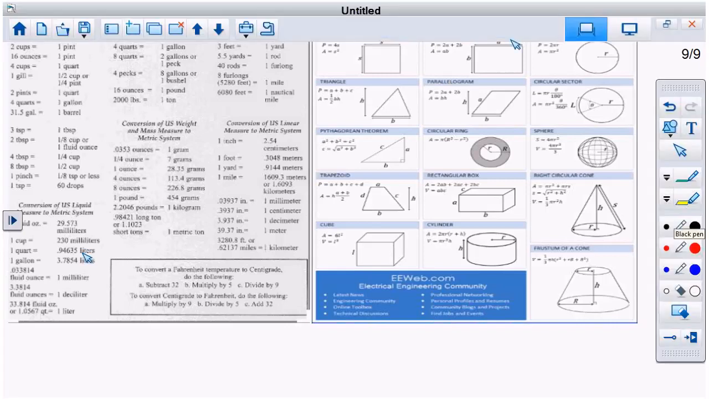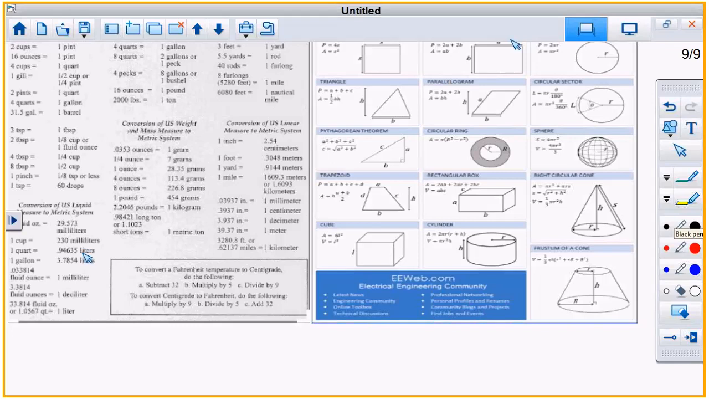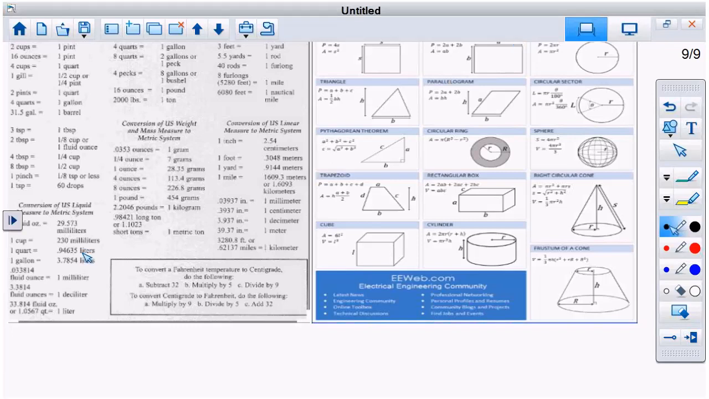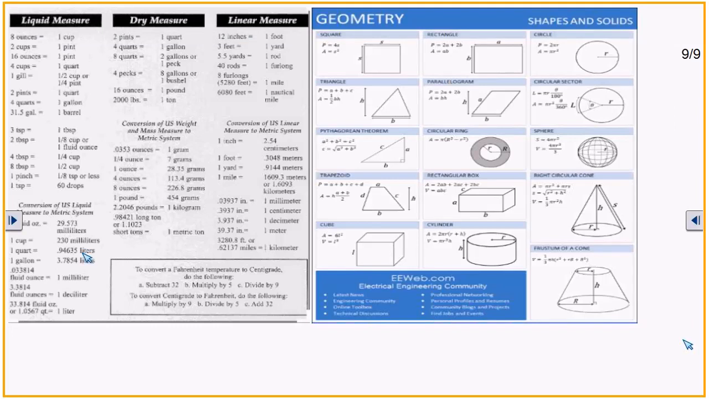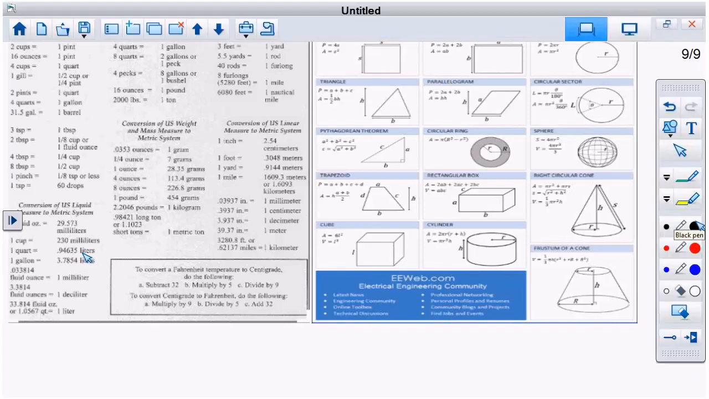So, with that being said, I'm going to just look at the U.S. measurements. I'm not going to spend a lot of time on the U.S. measurements, because most of us grew up knowing that there are 4 quarts in a gallon, and we know that 2,000 pounds are in a ton, and we know that 12 inches are in a foot. There's a lot of these, and I'm going to highlight these.